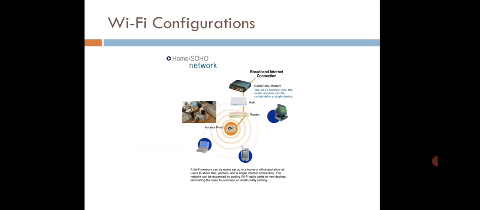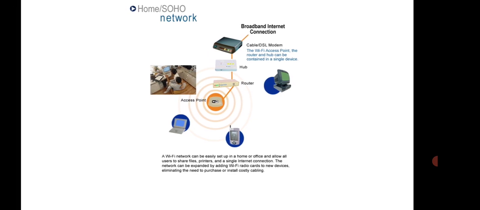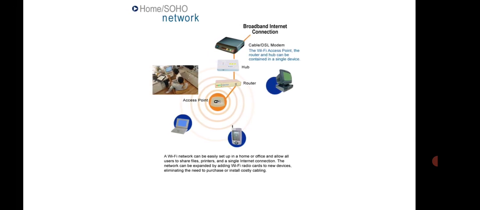Next is Wi-Fi configuration. In this, with a broadband internet connection, various types of instruments are used. A Wi-Fi network can be easily set up in a home or office and allows all the users to share files, printers and a single internet connection. The network can be expanded by adding Wi-Fi radio cards to new devices, eliminating the need to purchase or install costly cabling.